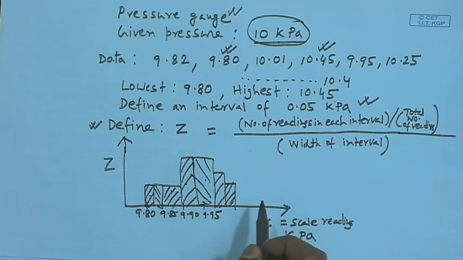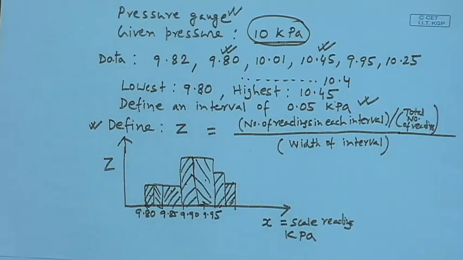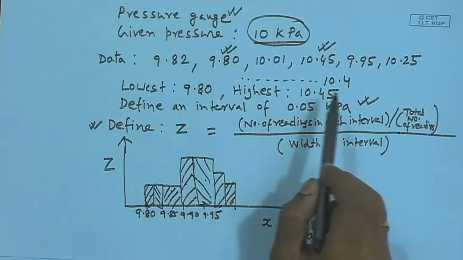Now, here I have taken a finite number of readings. If I take an infinite number of readings, each with an infinite number of significant digits, we can make the chosen intervals as small as we want and still have each interval contain a finite number of readings. In this particular plot, we have taken an interval width of 0.05.